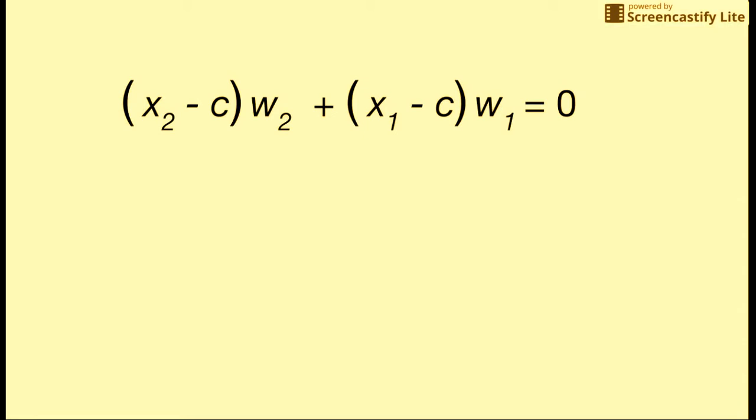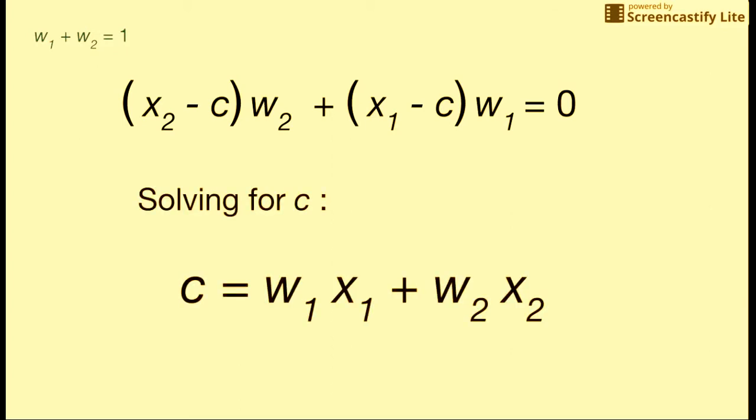With the key equation now in this form, we recall that the weights add up to 1 and solve for C. The right-hand side of the last equation is called the weighted average of x1 and x2. Even when we use it in a problem that did not come from physics, the W's are still called the weights or weight coefficients.